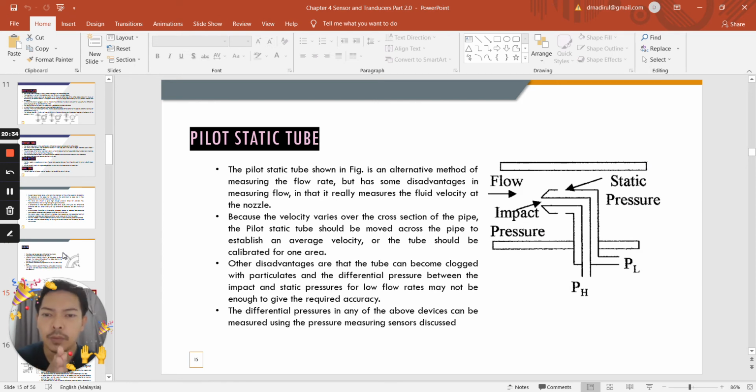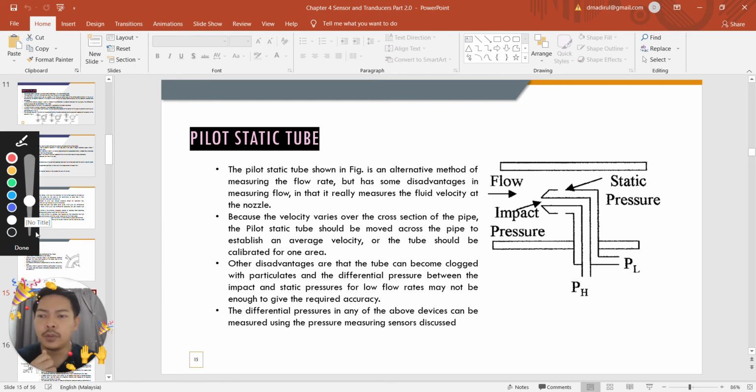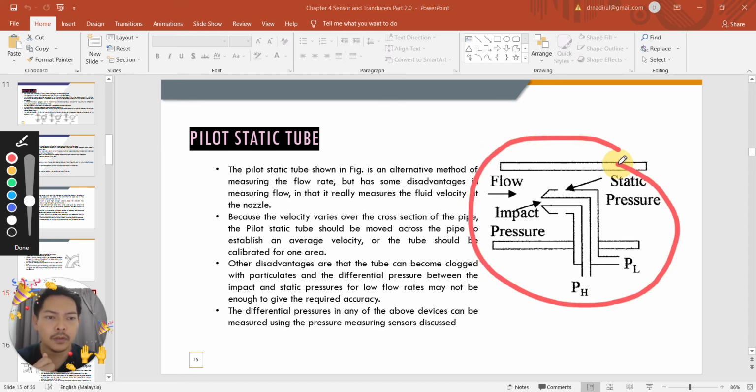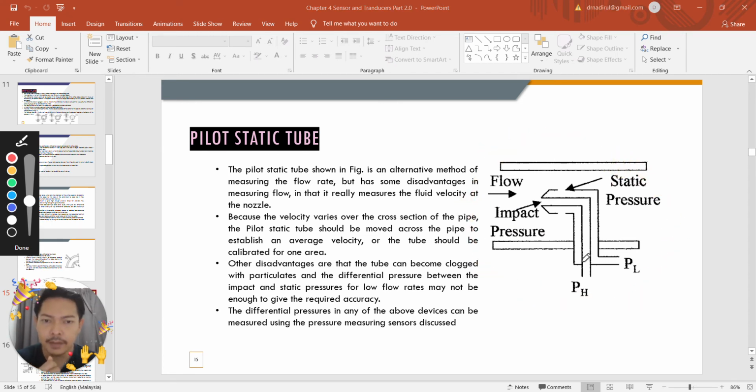Pitot static tube. The pitot static tube is shown in this figure on the right side of the slide. It's actually an alternative method of measuring the flow rate, but has some disadvantages in measuring the flow itself, in that it really measures the fluid velocity at the nozzle. Because the velocity varies across the cross-section of the pipe, the pitot static tube should be moved across the pipe to establish an average velocity, or the tube should be calibrated for one area.